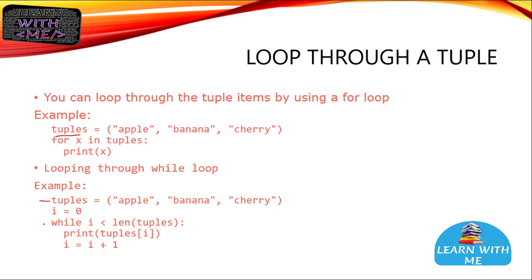Then in the while loop, we check whether i is less than the length of the tuples. If it is less, then it prints the content at location i, and then we increment the index, that is i, to i plus 1. In a similar way, we can print the contents of the tuple.